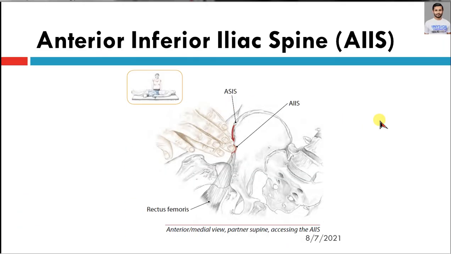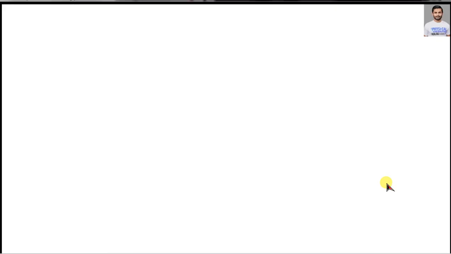Then the anterior inferior iliac spine. This is a bit lower structure, just adjacent to and inferior to the anterior superior iliac spine. You follow the same trail down, and then there will be a bump in this region, and this is the anterior inferior iliac spine. It is the site of attachment for the rectus femoris muscle as well.